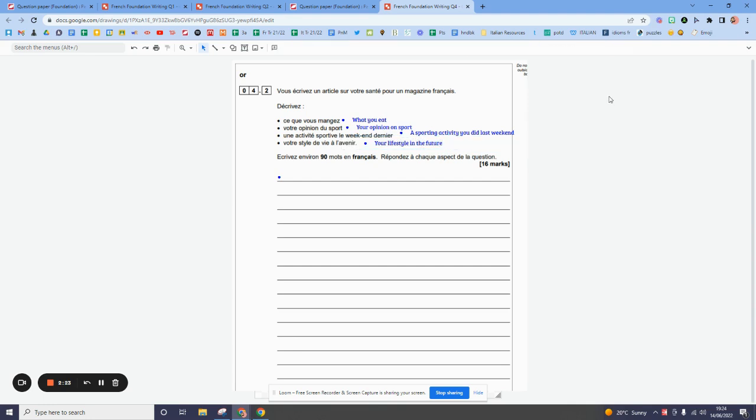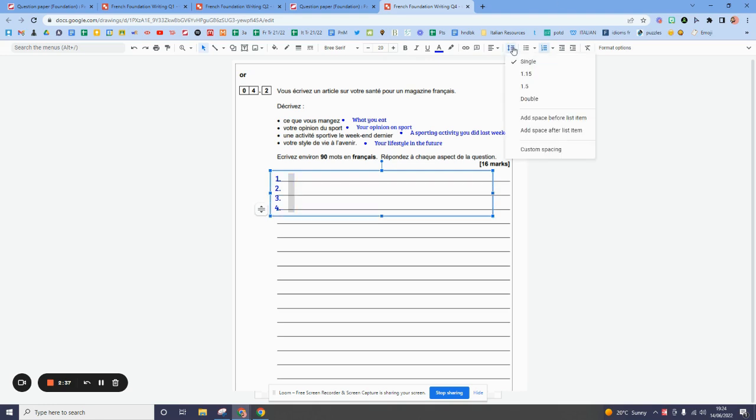First things first, we're going to do our numbers. We're going to make the font a little bit bigger because I can't read it from here. I am a very old lady. Oops. All right, we're ready to go. Now, please remember that the bullet points say what you eat, your opinion. You want to change these into I eat, my opinion, okay?